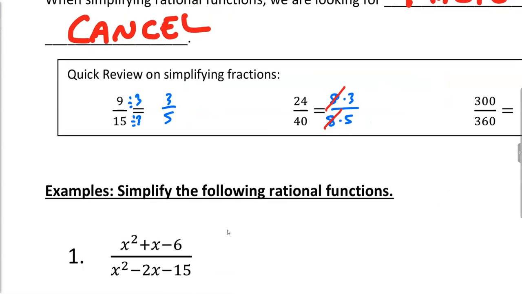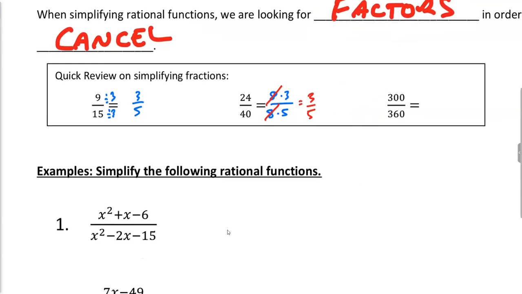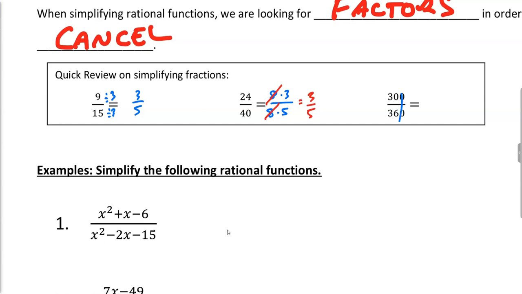Or for this one, you know how normally we just cross the 10s off? So I can say, well, this is 10, and 30 is 5 times 6. This is 10, and 36 is 6 times 6. And then I'm crossing off the 10s. That's what we do when we cross off the zeros. And I'm simplifying the 6s. That's basically what we're doing.